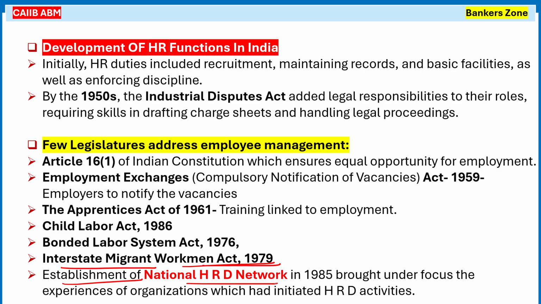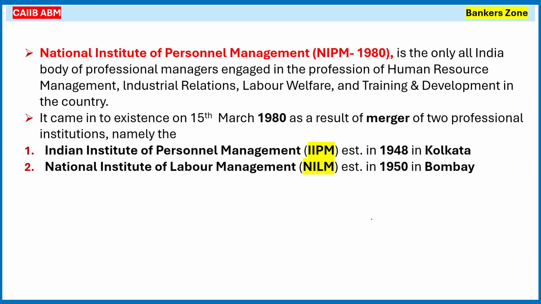Establishment of the National HRD Network in 1985 brought under the focus the expertise of the organization which had initiated the HRD activity. Okay, so these are some legislation which are important in the field of HR development. Okay. Now, National Institute of Personnel Management (NIPM) started in 1980. Is the only institute in India of professional managers engaged in the profession of human resource management, industrial relation, labor welfare, and the training and development. So simply, NIPM means the National Institute of Personnel Management started in 1980, which was engaged in labor welfare, training and development in the country about the people management.